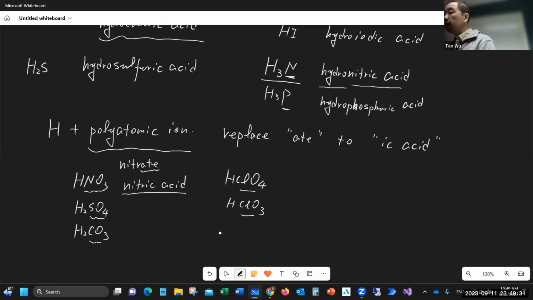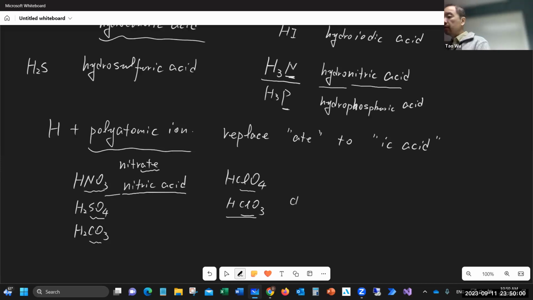So that's why I'm saying, if you're adding just the monoatomic ion, then you add hydro. But if you're adding a polyatomic ion, then there's no hydro up front, okay? No hydro. So this is called nitric acid. This is called hydronitric acid. The same thing applies here.